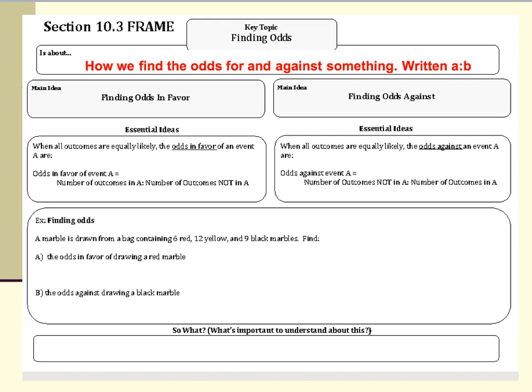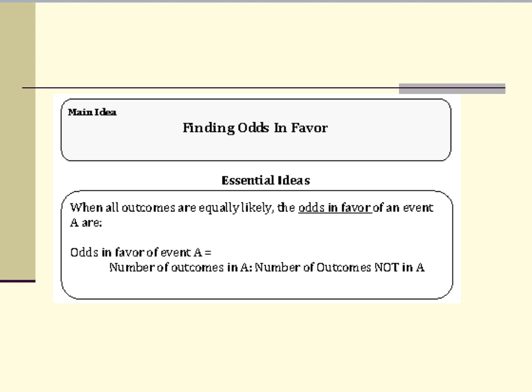Let's look at the back side of this frame. Okay, finding odds. This is about how we find odds for and against something written A to B. Okay, your odds have to be written in this form, A to B. Do not write odds as a fraction. Write it just like this, A to B. So finding odds in favor. When all the outcomes are equally likely, the odds in favor of an event are the number of outcomes A, and then we put our 2 dots, and the number of outcomes not in A.